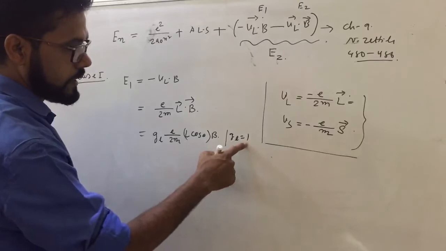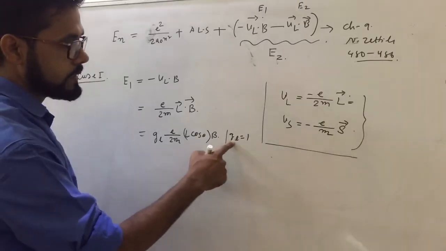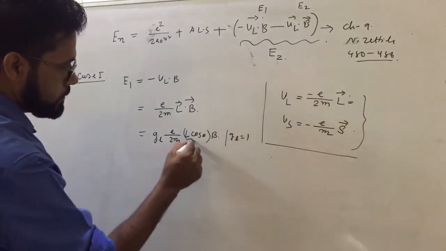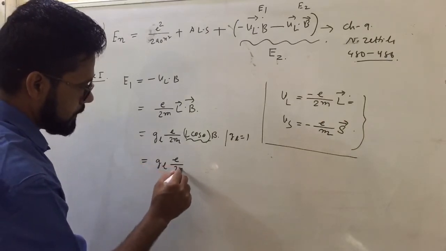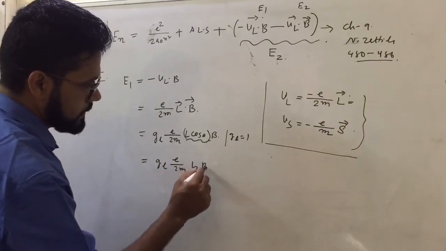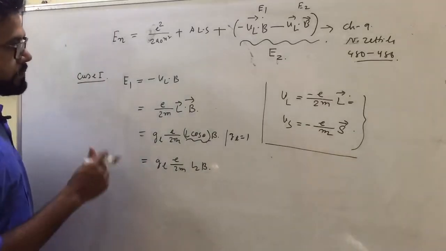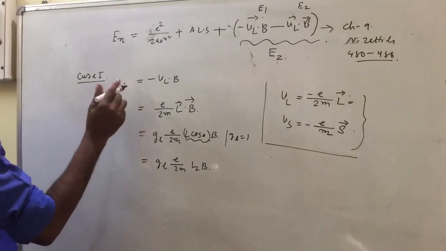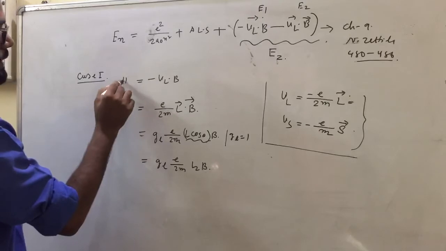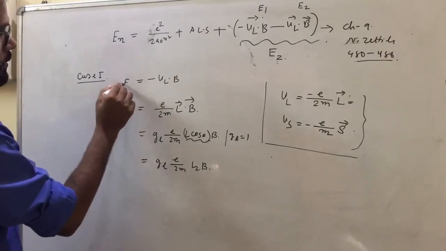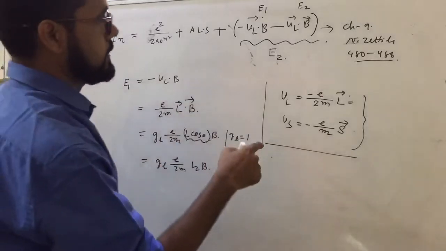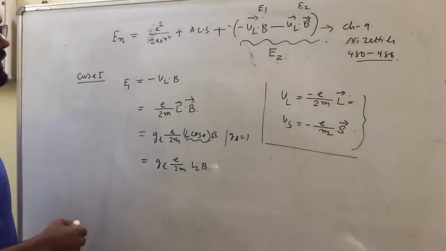ZL is the gyromagnetic factor for orbital motion. It is equal to 1, and this becomes Lz. ZL e by twice m, Lz B. Now, sorry, this is the Hamiltonian part. If I write H1, or you can write energy, no problem. Hamiltonian means energy. This is the original Hamiltonian.